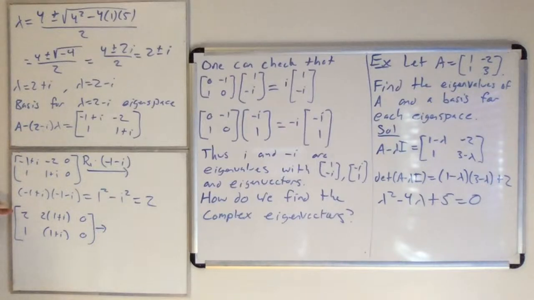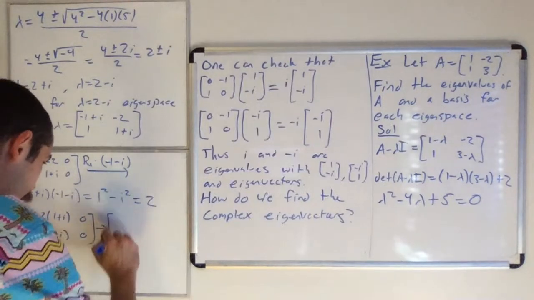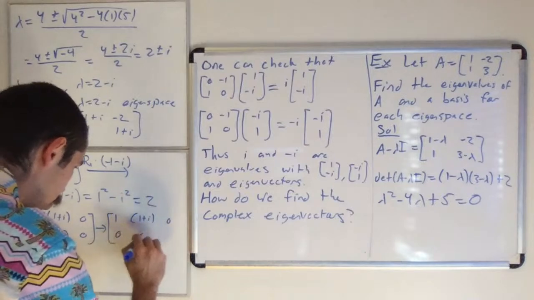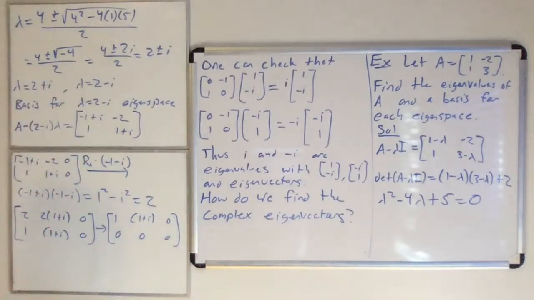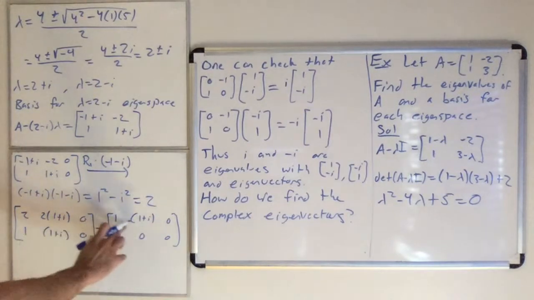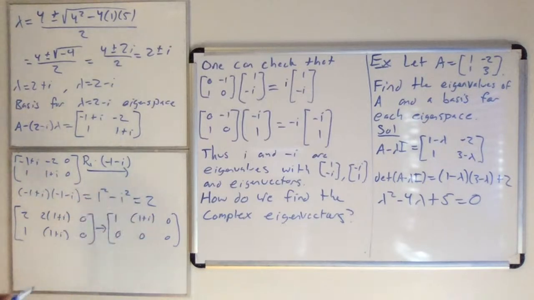And look, the top row is twice the second row. So if we just add -2 times this row to this row and then switch the order, we'll get 1, 1 plus i, 0, and then all zeros. Okay, and now we can solve this. This row tells us that x1 plus 1 plus i times x2 equals 0.